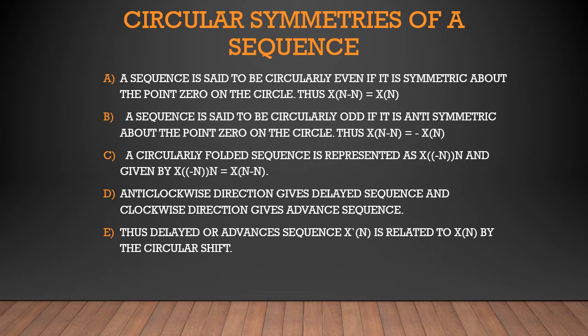A circular folded sequence is represented as x of minus n and given by x of minus n is equal to x of N minus n. Anticlockwise direction gives a delayed sequence and clockwise direction gives an advanced sequence. Thus, a delayed or advanced sequence x of n is related to x of n by a circular shift.